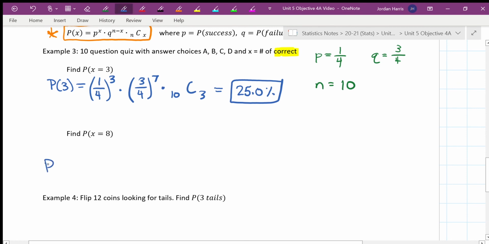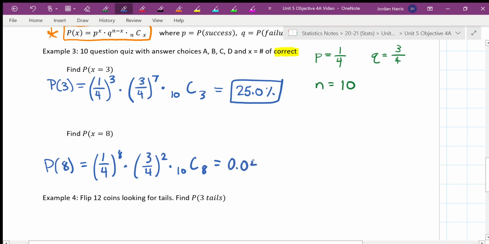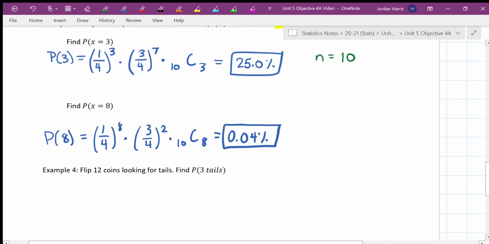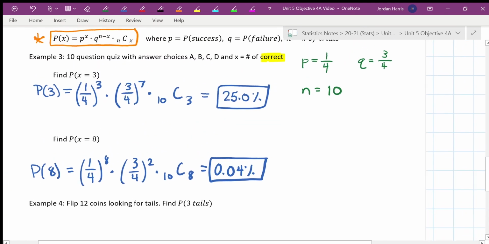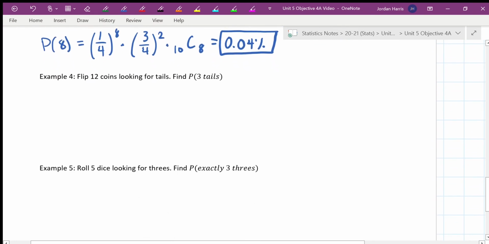Okay, now what if I've said exactly 8 correct? Okay, so I want 8 correct answers. 1/4 to the 8th power times 3/4 to the 2nd power, 10 minus 8, times 10C8. Type that into your calculator. And you'll notice you get a very, very small answer. If I'm going to write this in a percent, it's 0.04%. So you have a 0.04% chance of guessing and getting 8 out of 10 correct on this quiz. Okay? So let's do it again.